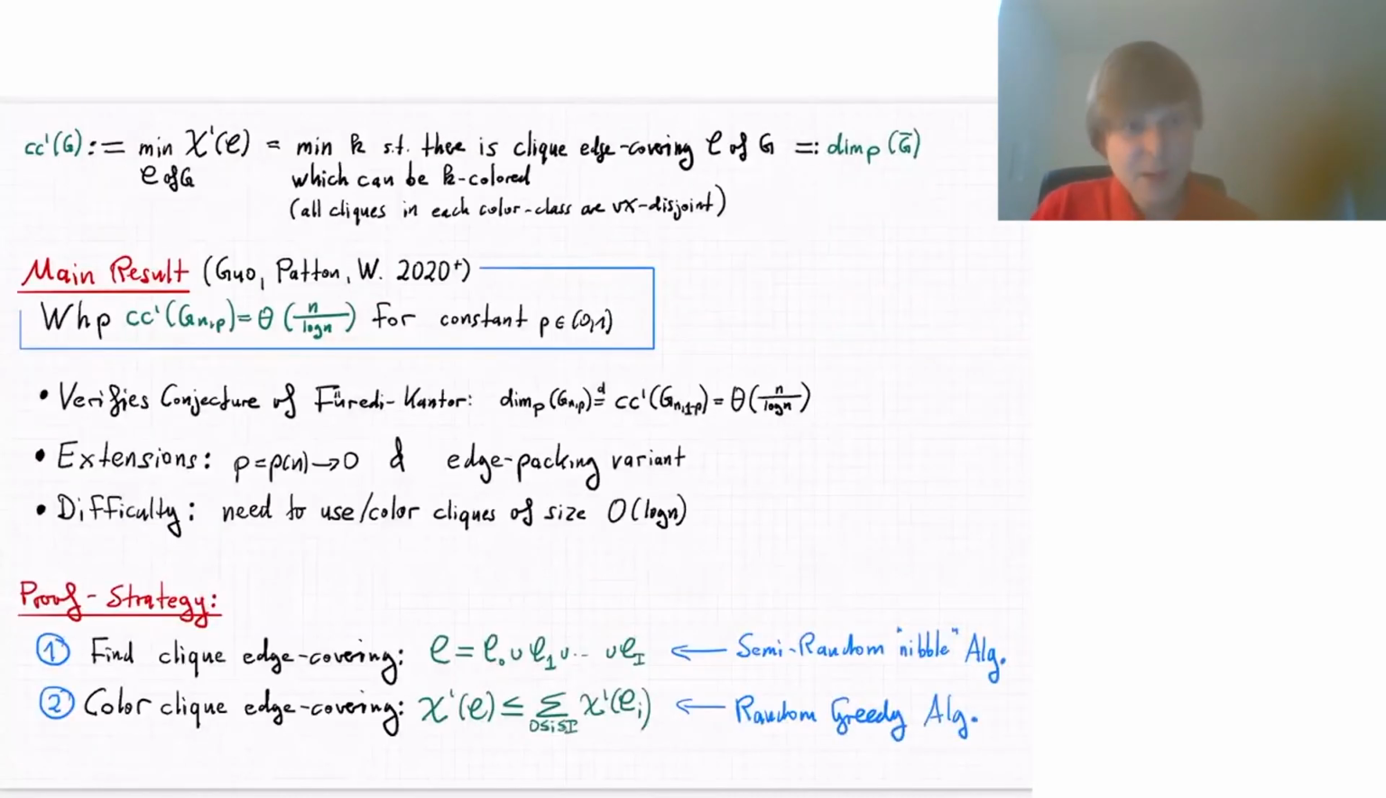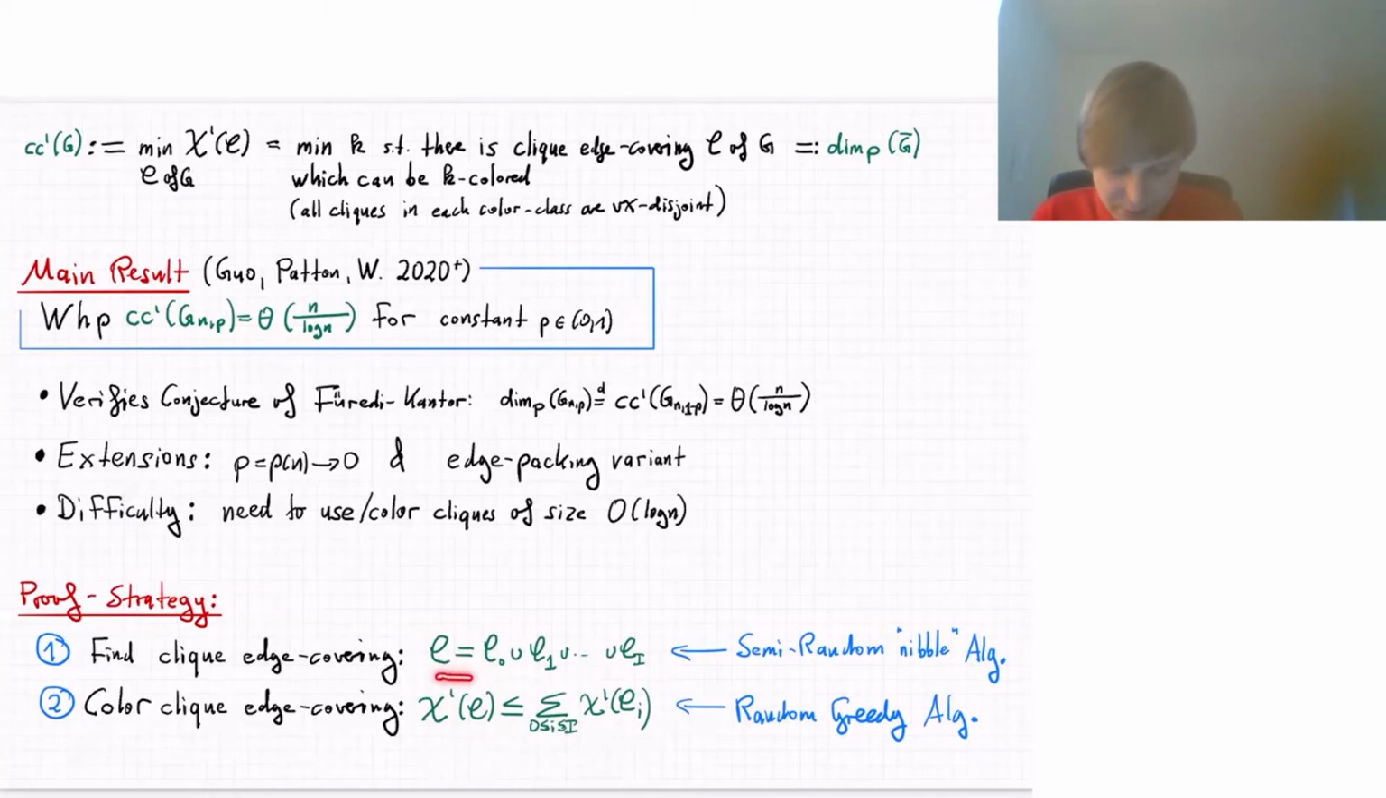So let me maybe then say a few words here about the proof strategy. As I already mentioned, the proof strategy will come in two parts. The one part will be to construct the clique covering, and the other one will then be to color it. And so each time we're going to use some random greedy paradigm.